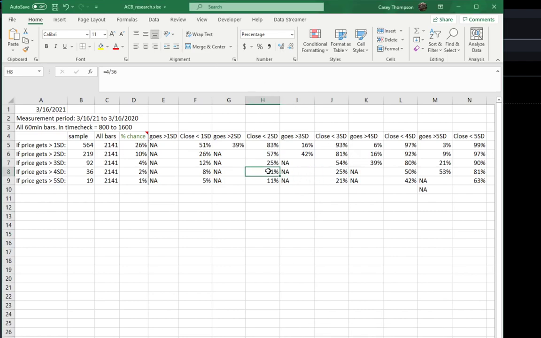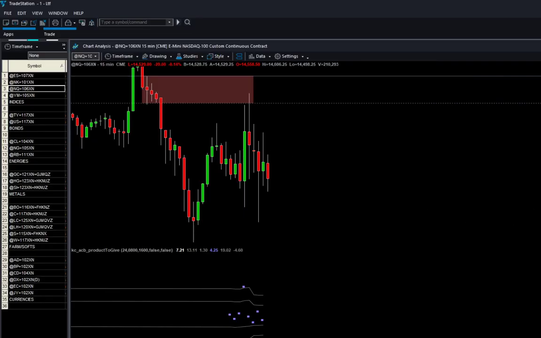So it closed. It went over 4 standard deviations, but then it closed less than 3 standard deviations, but greater than 2. So 25% chance of doing that. That's pretty wild. And like I said, this bar is literally 2% of the time these bars happen.